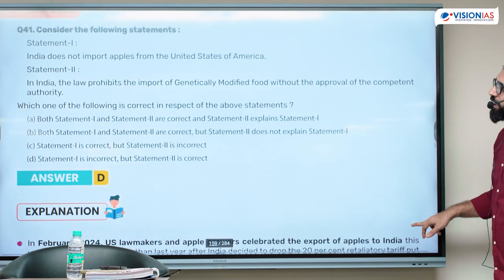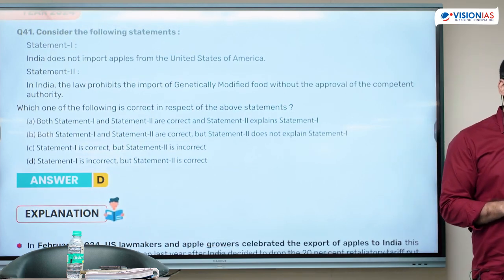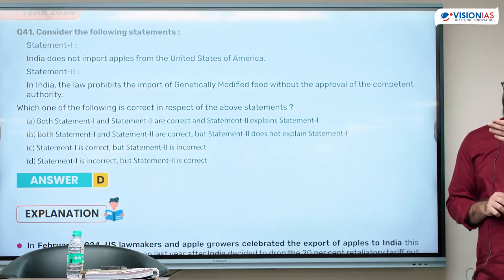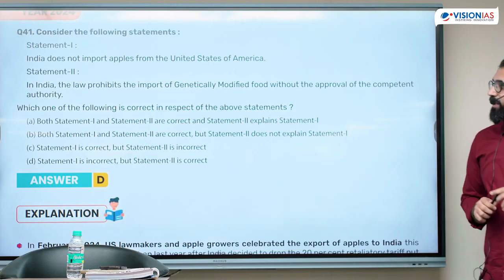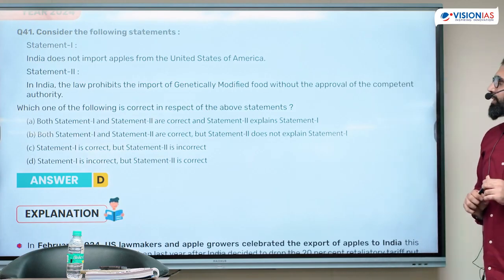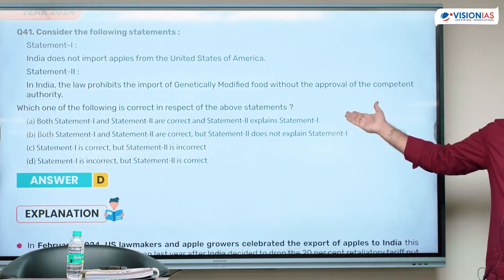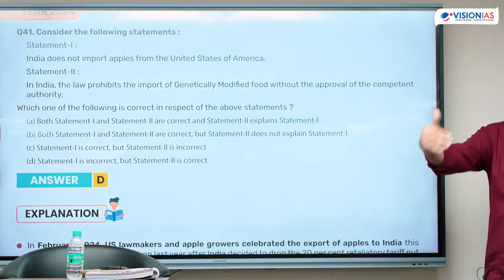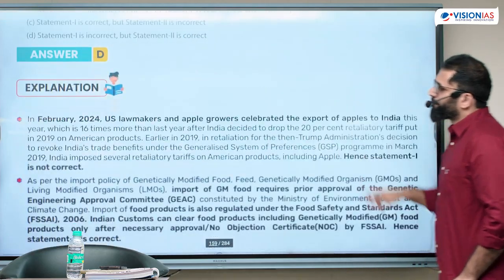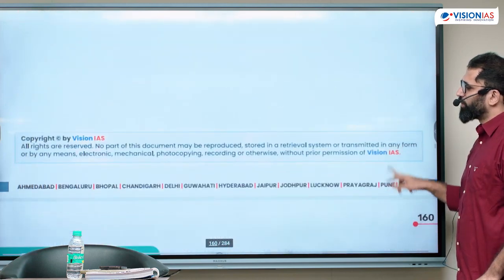This year, India does not import apples from US. True or false? Right here in Rajendra Nagar you'll find 80% of the market selling US apples. Such is the significance. In India, law prohibits the import of GM food without the approval of the competent authority. So you cannot have genetically modified food without any approval because it has an impact on human health and animal and plant health. 1 is incorrect, 2 is correct. Very easy. The US is a big apple importer.